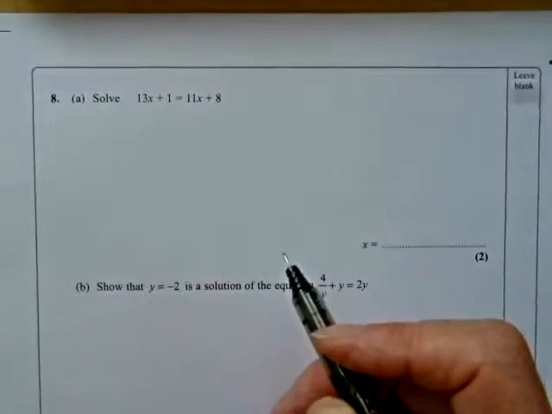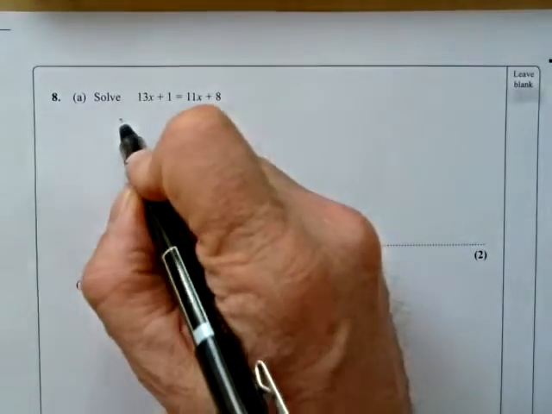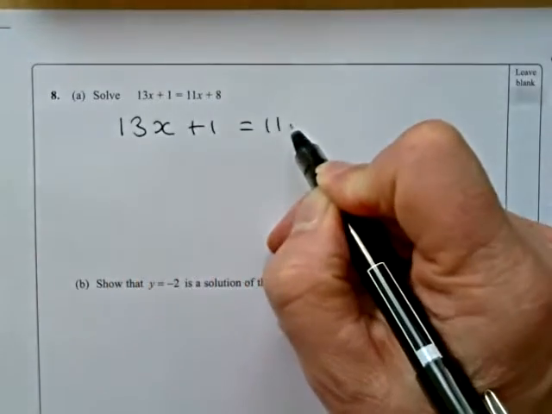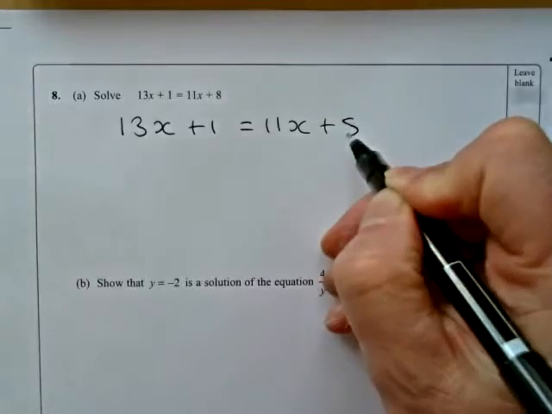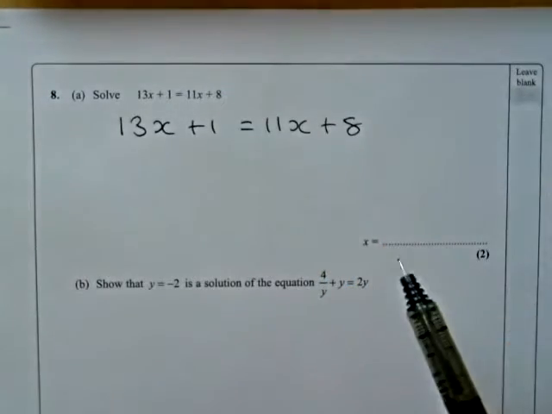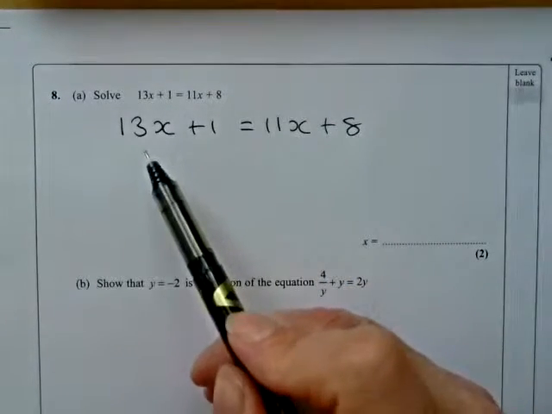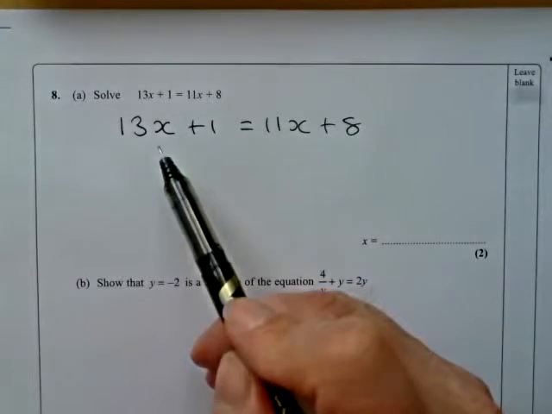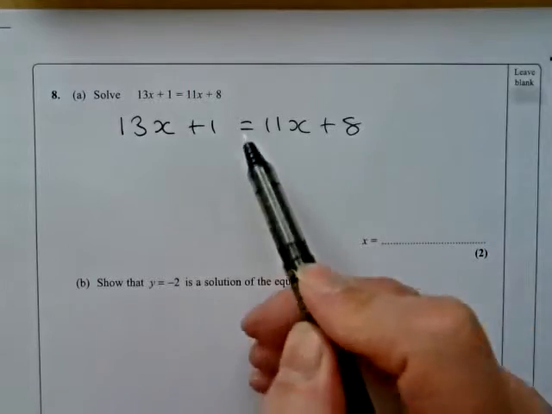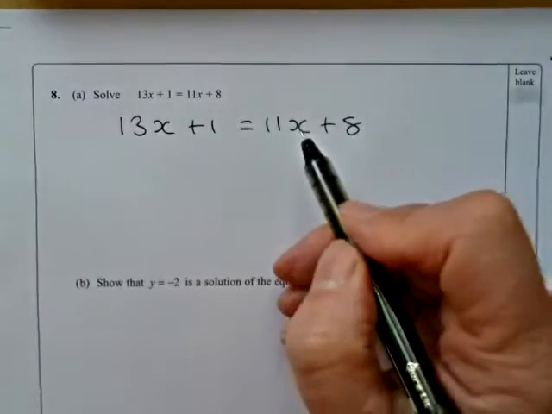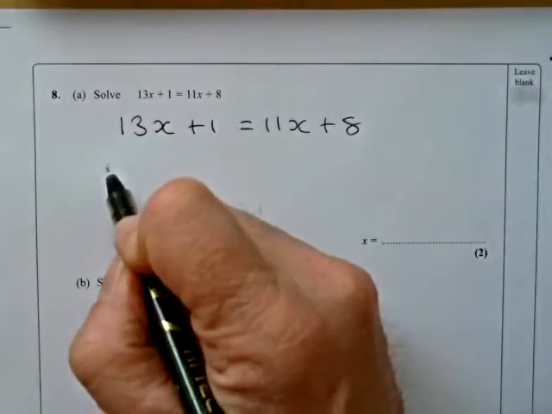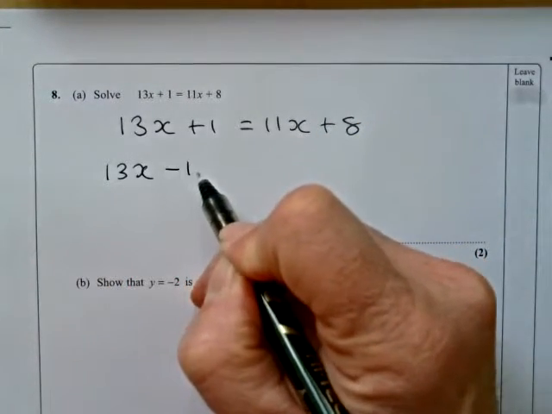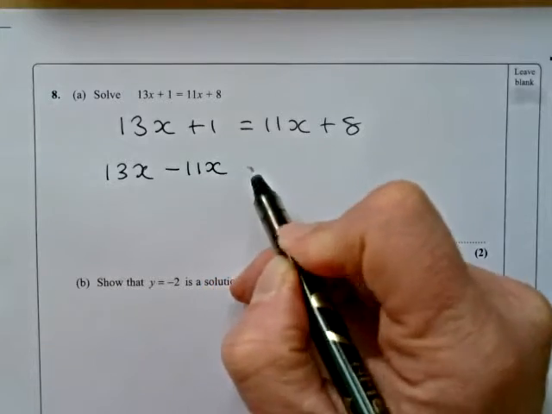So let's solve this equation. We've got 13x plus 1 equals 11x plus 8. Now, if you watch my other videos, you'll have seen me deal with x's on both sides and numbers on both sides. So we move the smaller number of x's to the side with the larger number of x's. If we move it to the other side, you must remember to change its sign to a negative.